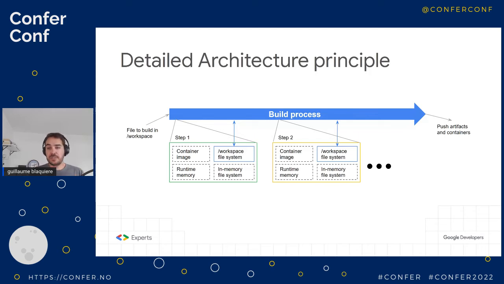One very important thing to understand here is that you load something in memory in step 1, then you delete this memory space, you only keep /workspace, and you load something else in memory for step 2.